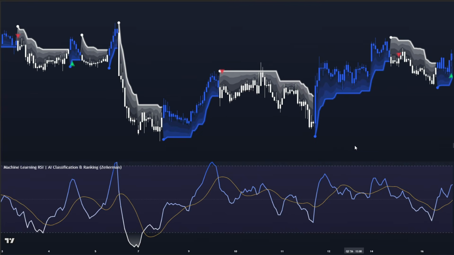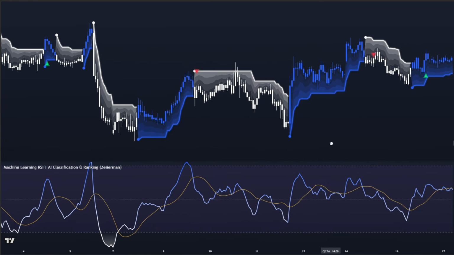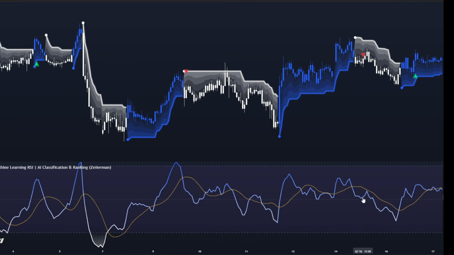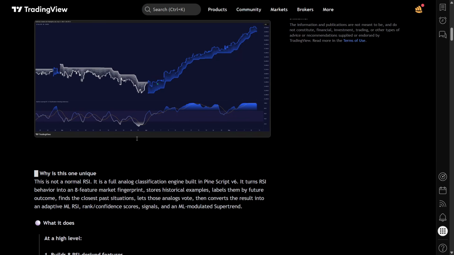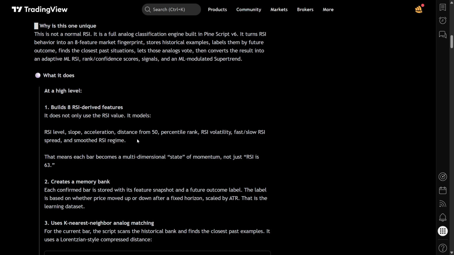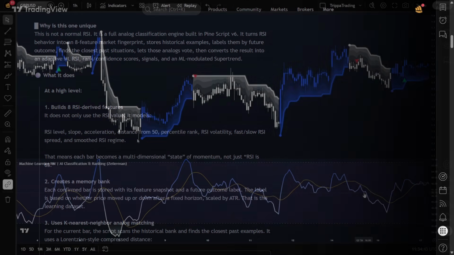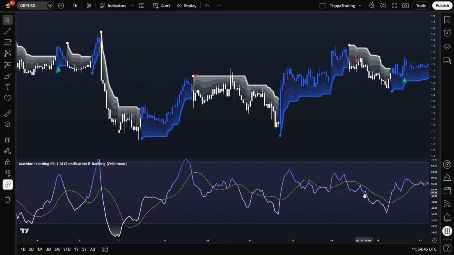So it is not just reacting to what price is doing right now, it is comparing the current behavior to what already happened before. If you want to go deeper into the math and the calculations, the author has explained all of it on the indicators page, so you can check that later. Now let's understand what you actually see.